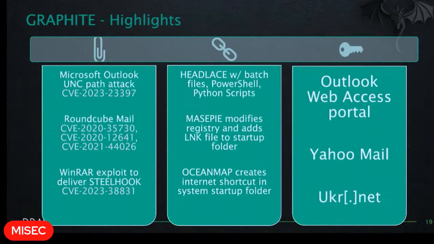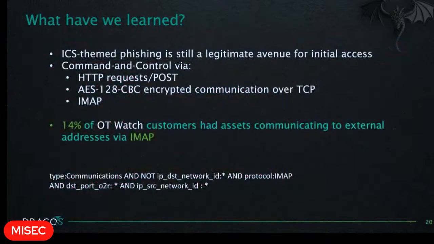And the third way they're doing it is through portals. Normally if you go to log into your web portal, it may have your work's logo on it or your email when you log in. They're basically mimicking those for Outlook Web Access, which a lot of people use, OWA, Yahoo Mail, no one uses Yahoo Mail, and a Ukraine-specific website.